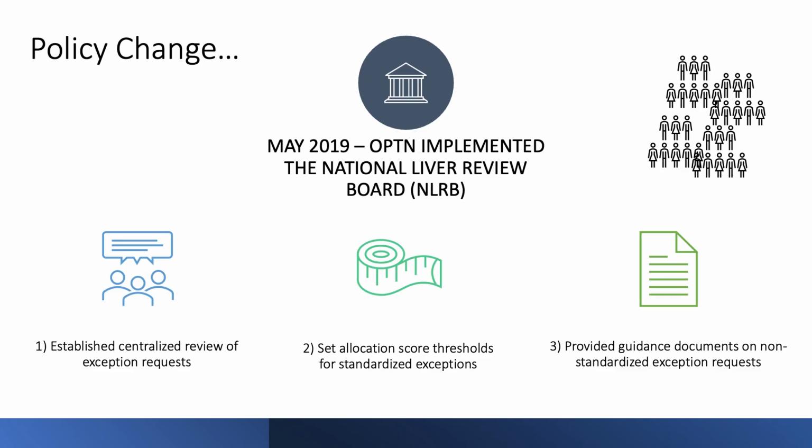As a result of this, in May 2019, the OPTN implemented something called the National Liver Review Board and accomplished three things. First, it established a centralized review of exception requests. It also set allocation thresholds for standardized exceptions, and it provided guidance documents on what constitutes a non-standardized exception request. Despite these changes, there still might be overcrowding of a lot of candidates at the highest priority levels, and that might crowd out the sickest patients.